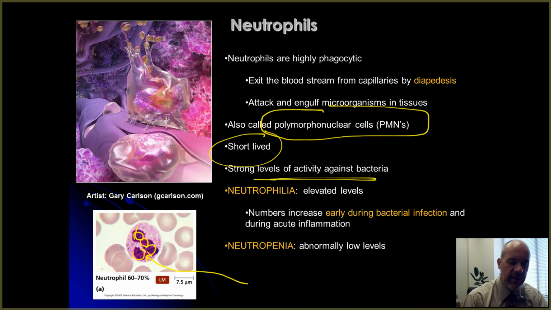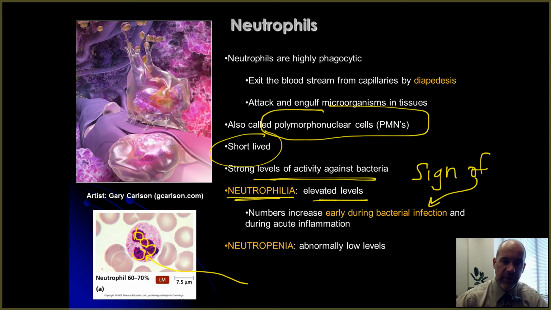Very strong activity against bacteria. A couple of terms you should be familiar with. Neutrophilia means you have elevated levels of neutrophils. That can be a sign of a bacterial infection often, because neutrophils love to phagocytose bacteria.